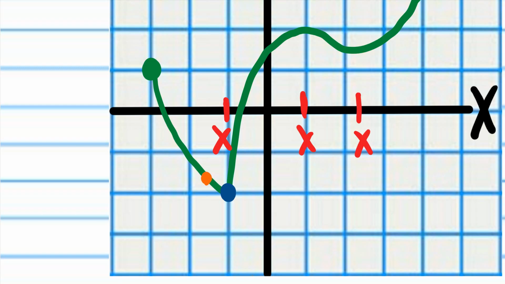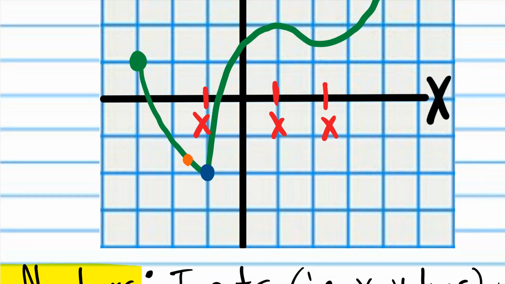So if you choose a point to the left of that blue point and find the slope of the tangent line, the slope is obviously negative because the line is going down from left to right. But if you choose a point to the right of that blue point and find the slope of the line tangent to the graph, the slope of the purple line is obviously positive, right? Because it's going up from left to right.